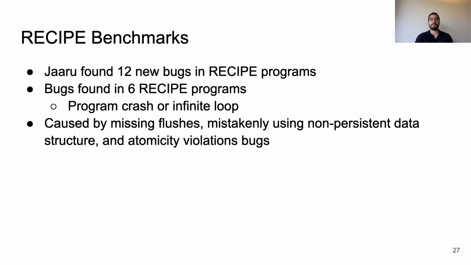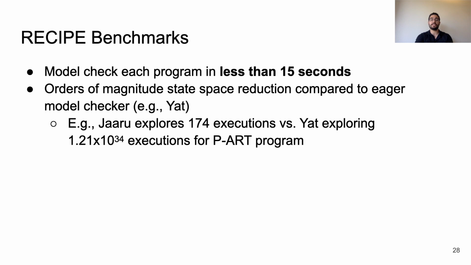RECIPE is a collection of concurrent DRAM indexes converted for persistent memory, and we found 12 new bugs in 6 RECIPE programs. These bugs caused the program to crash or loop, and there were cases of missing flushes, using non-persistent data structures, and atomicity violations. All of the bugs can potentially corrupt a persistent data structure, leading to data loss. We have fixed the bugs and used Jaaru to look for additional bugs until the program executed correctly. At the end, Jaaru can model check each RECIPE program in less than 15 seconds.